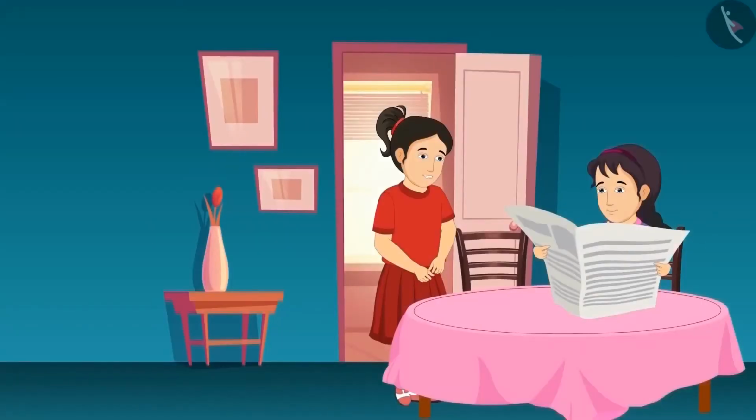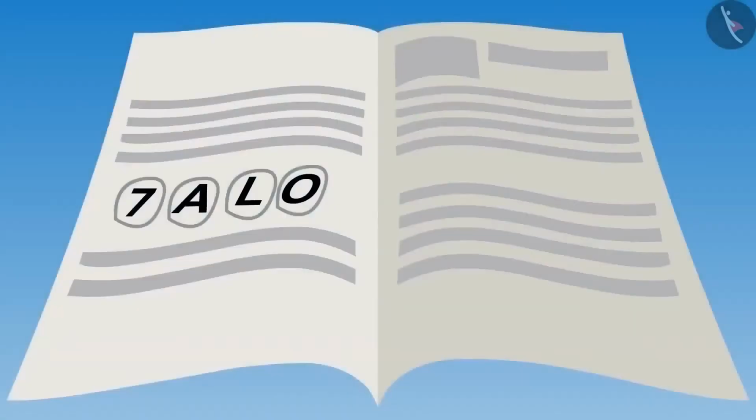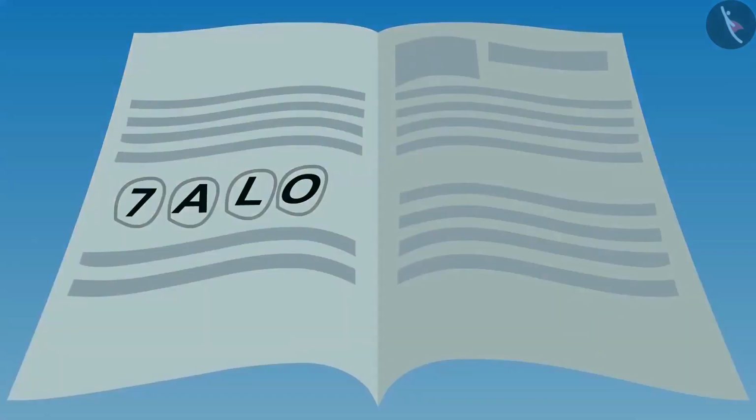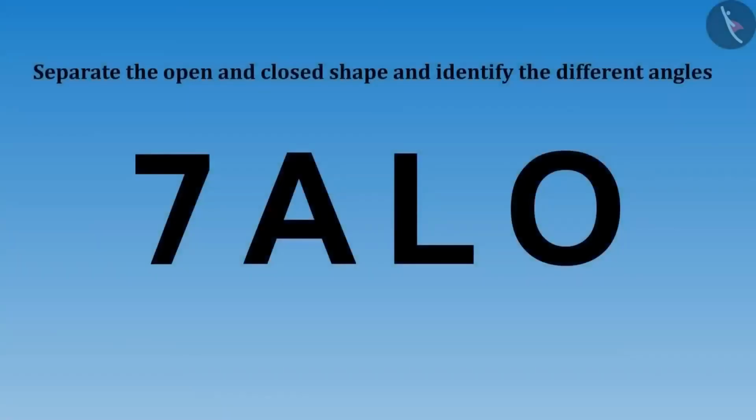Sister, what are you reading in the newspaper? Come on, let's play a new game. Meena got an idea of a new game after seeing the letters in the newspaper. She circled some alphabets and asked Riva, can you separate the open and closed shaped alphabets and identify the different angles in them? Yes, sister, why not? I know how to do this now.